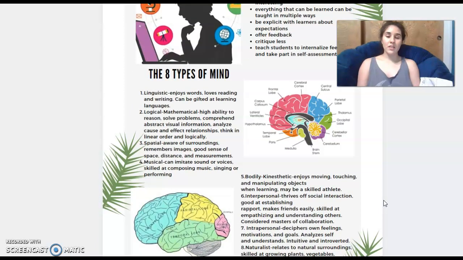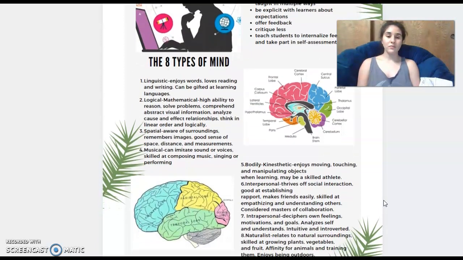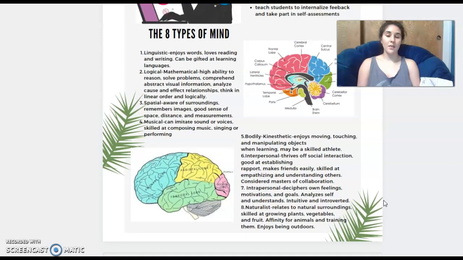So there are 8 different types of intelligences. Some people are linguistic, and those people really enjoy words, reading, and writing. There's a logical mathematical intelligence, which are usually highly rational people. They comprehend abstract visual information and understand cause and effect relationships really easily.